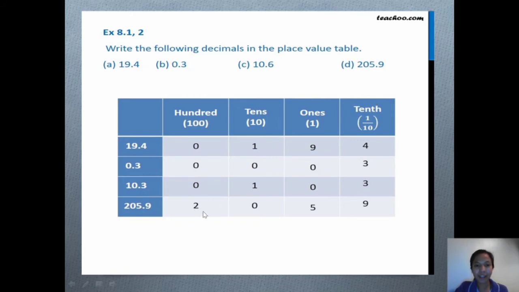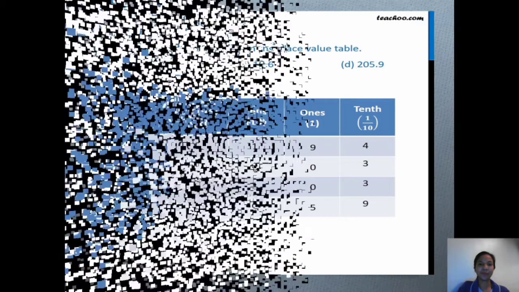This time we have hundreds because there is a third number before the decimal point. So ones, tens, hundreds. So 2 is our hundreds. Our tens, 0. The 5 here is our ones. And then 9 is our tenths. Okay? I hope everything is clear to you about the place value and the digit value.